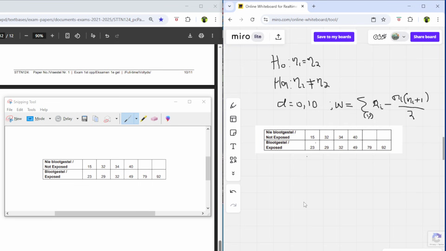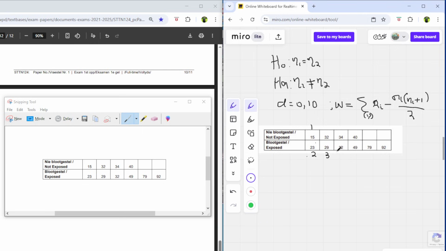I want to move this so that I can do the rankings. So 15 is the lowest number, so 15 is going to be ranking number 1. Then 15, 16, do we have 16, 17, 18, 19, 20, 21, 22, 23 is ranking number 2. 23, 24, 25, 26, 27, 28, 29 is ranking number 3.